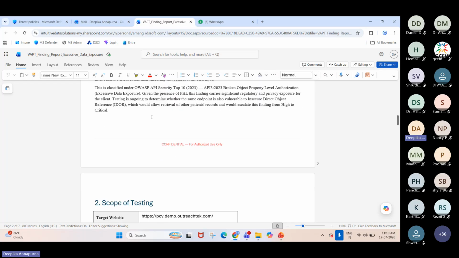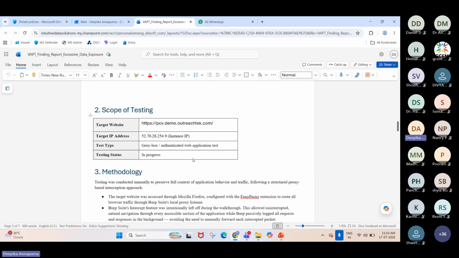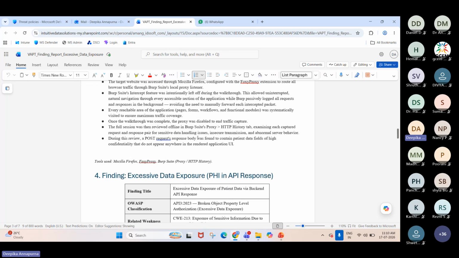So it is a healthcare application. So PHI law applies here. There is a significant regulatory and privacy exposure of the client data. So what is the scope of testing? Website and all. What is the methodology they are using? They are using the Burp Suite tool, okay, for testing it. So they are targeting every reachable area of the application, pages, workflows, everything.